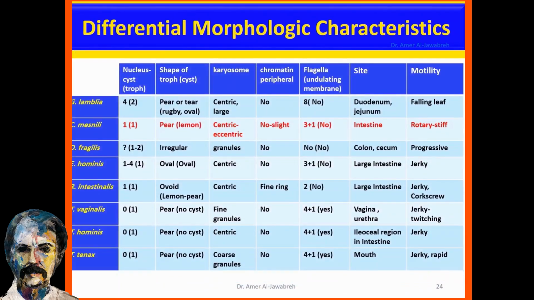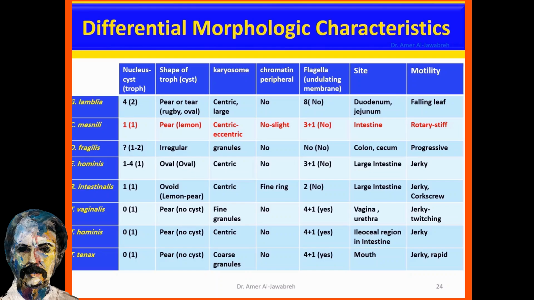So again, this is the table. On the column here, all the intestinal parasites, and here the characteristics. So Chilomastix mesnili: one nucleus in the trophozoite, one nucleus in the cyst. Pear-shaped or lemon. Lemon is the cyst and pear is the trophozoite. Karyosome can be centric and eccentric. Flagella: 3 anterior in the front and 1 posterior, trailing.